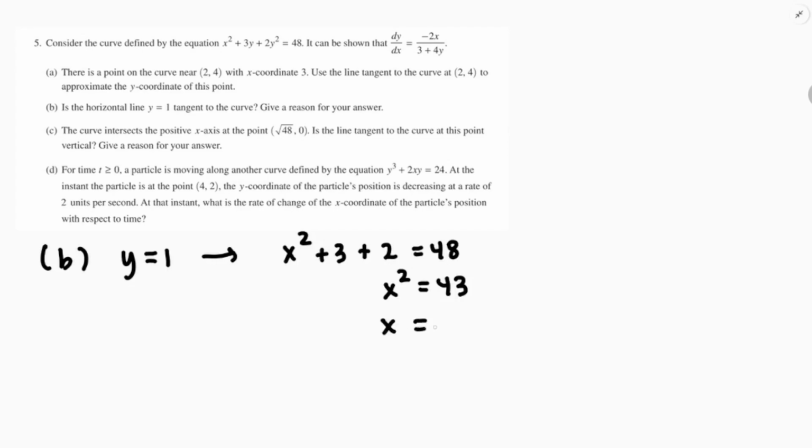x equals plus or minus the square root of 43. Okay, is the horizontal line y equals 1 tangent to the curve? Yeah, so 3 plus 2 is 5. This just seems wrong, right? x squared plus 5 equals 48. Any point on the curve where y equals 1 must have x equaling one of those two x values. And then dy/dx is not going to equal 0, so no.